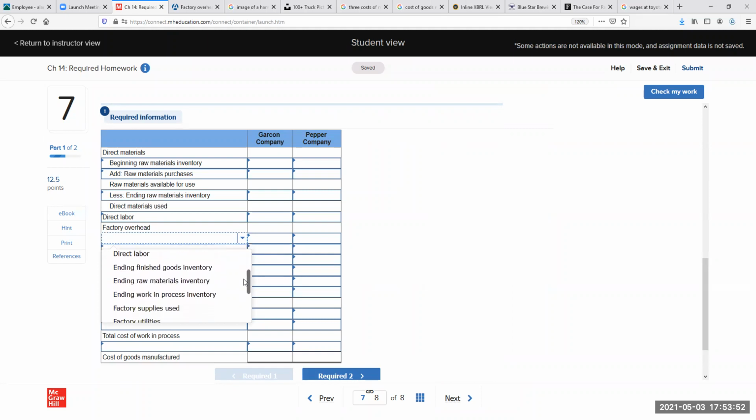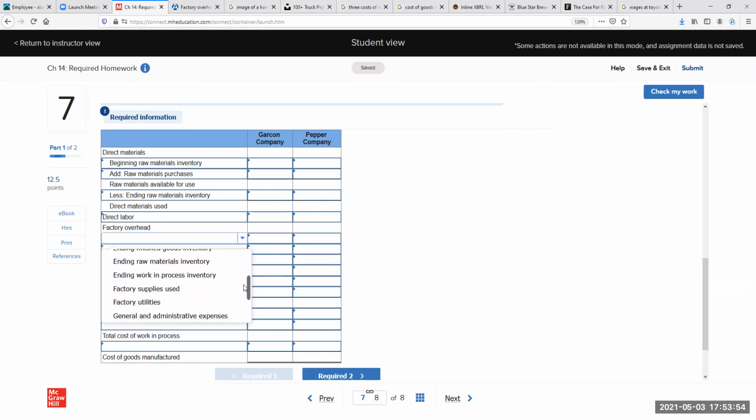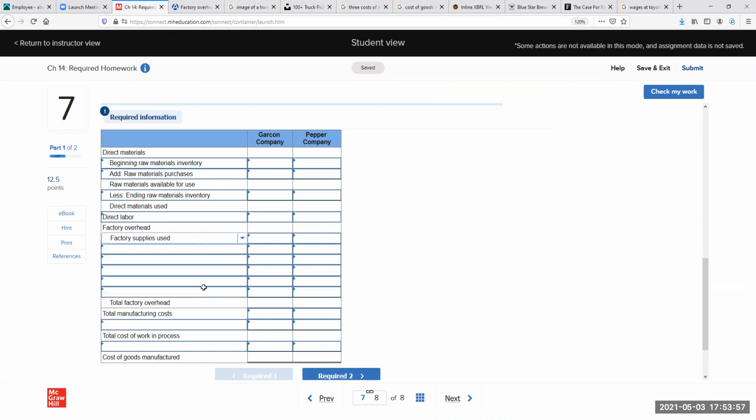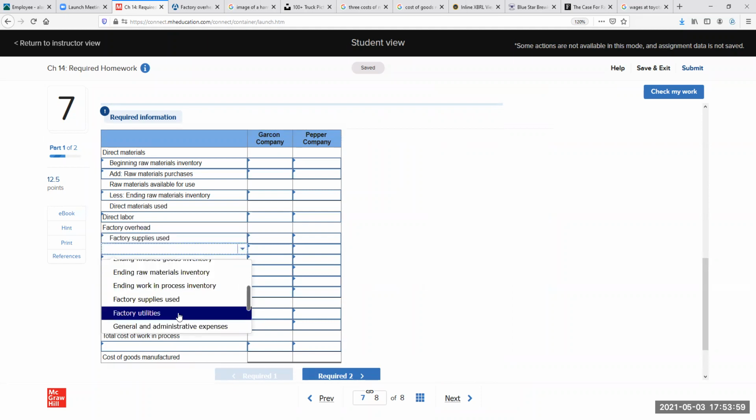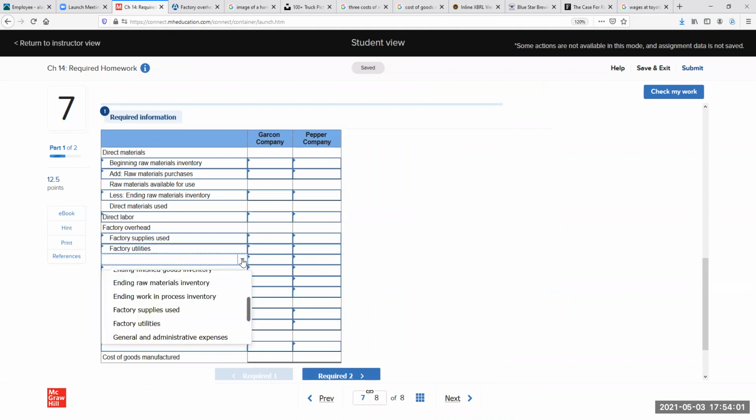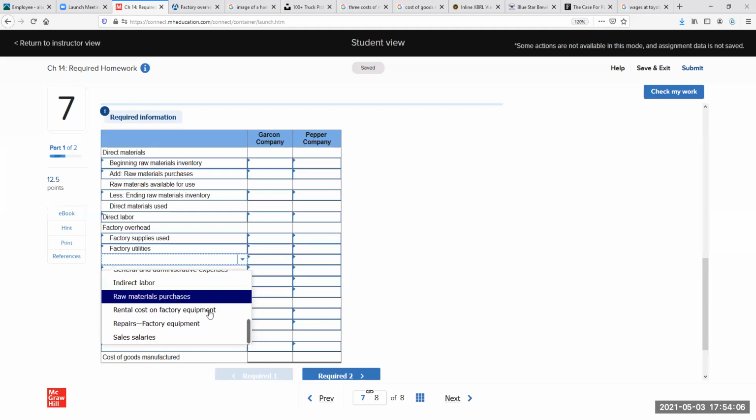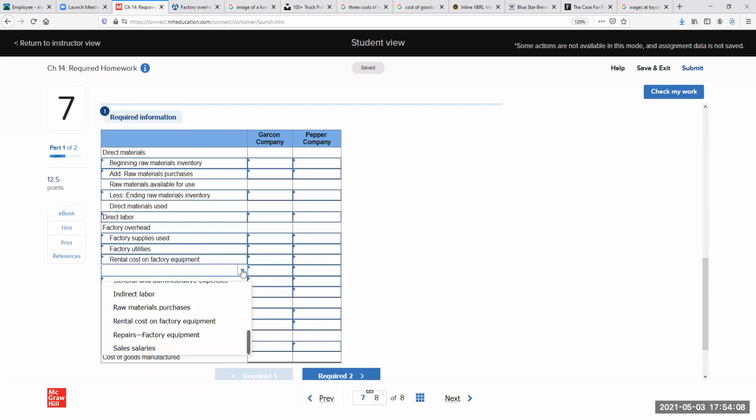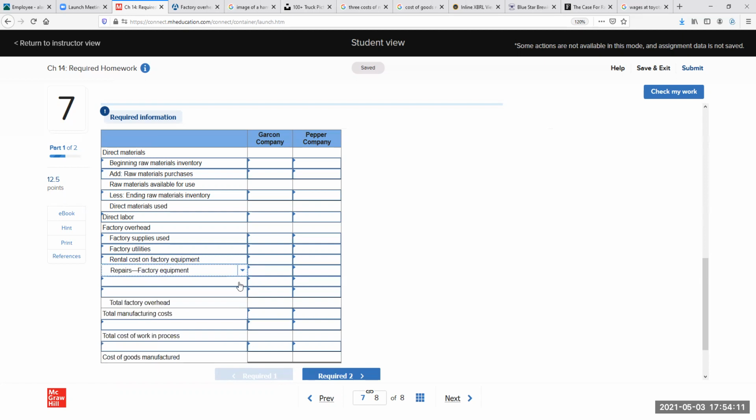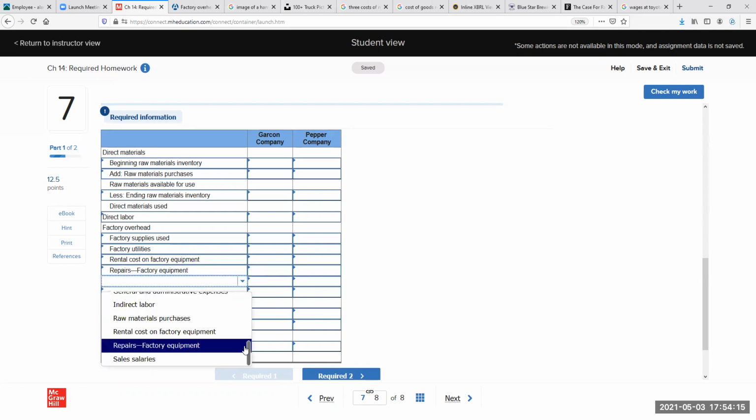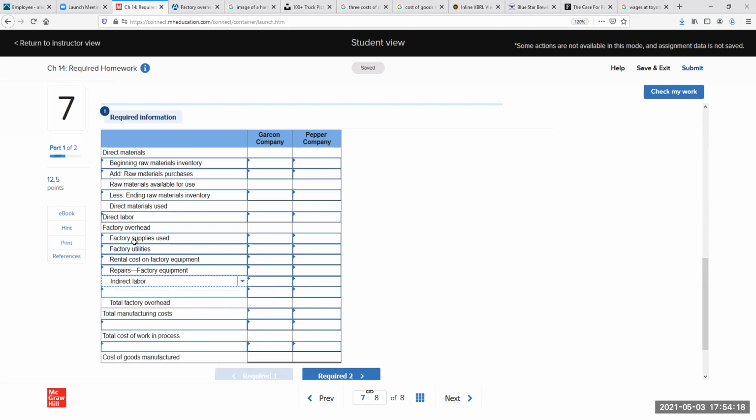So let's see, we'll go down now. What's the first one we come to? Factory supplies used. Factory utilities. Rental. I'm just going down the line and asking myself, repairs. How about any other thing here? Yeah, there it is, indirect labor. 1, 2, 3, 4, 5. And this adds up to total manufacturing.